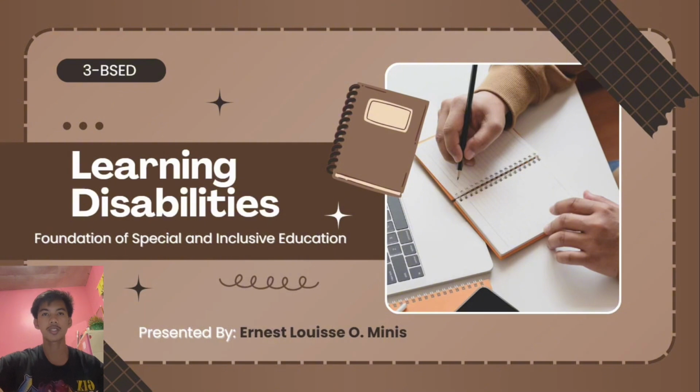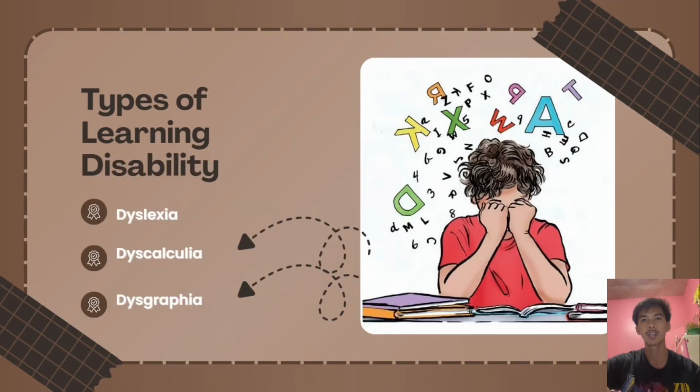Building on the discussion of Miss Manampan, who introduced the learning disabilities and explained dyslexia, which is the first type, I will continue the discussion by focusing on the two other types of learning disabilities, which are dyscalculia and dysgraphia. As a quick recap, learning disabilities are neurological conditions that affect how a person processes, understands, and expresses information. This means learners can be intelligent, but they struggle in specific areas.